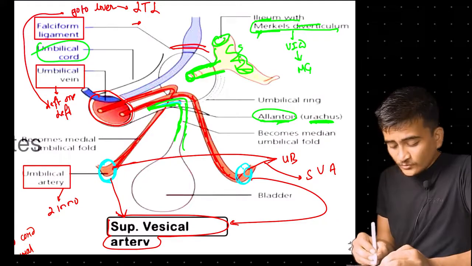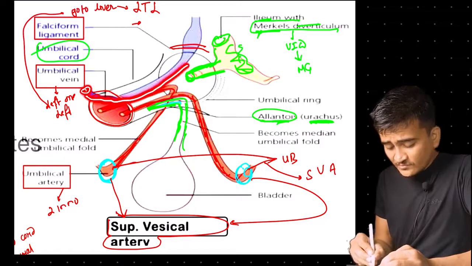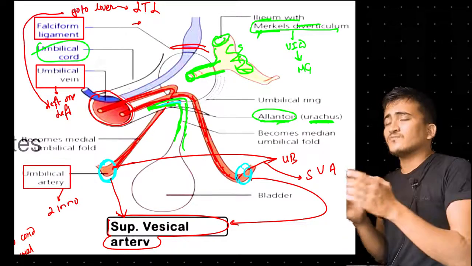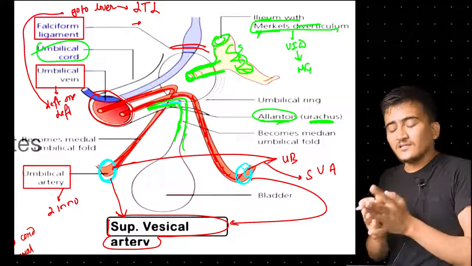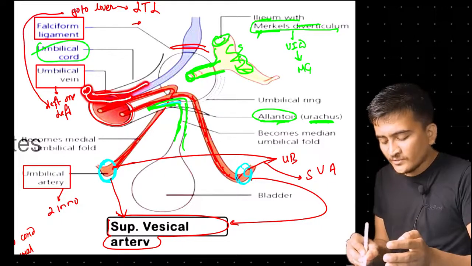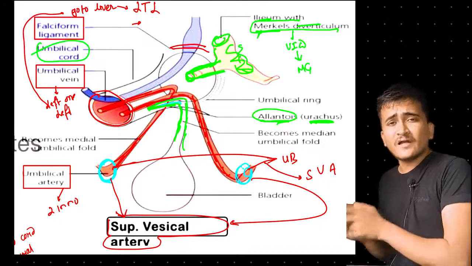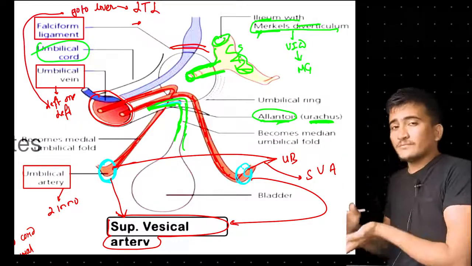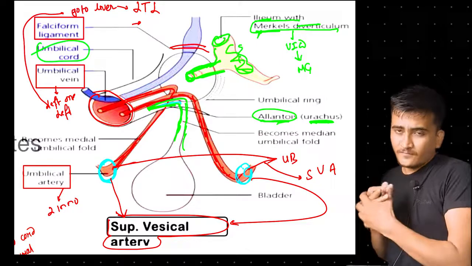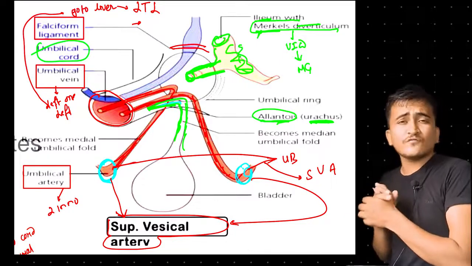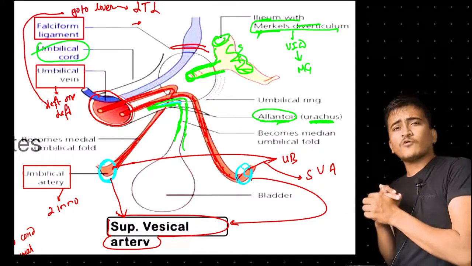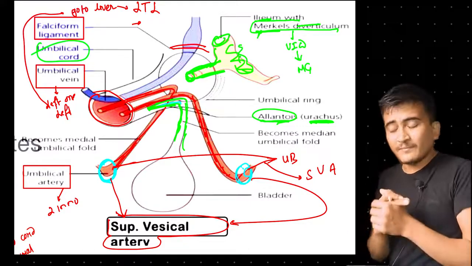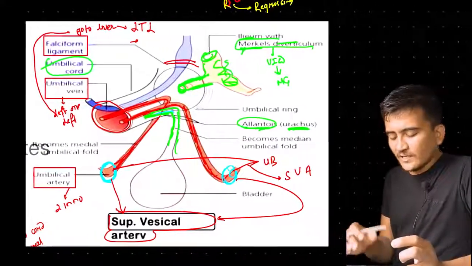Now talking about another thing, these are the veins. We said that the right one regresses, the left one is left. The left one reaches the liver and forms the ligamentum teres of the liver. The double folded peritoneum that was covering the left vein is now forming the falciform ligament, which is one of the ligaments of the liver.